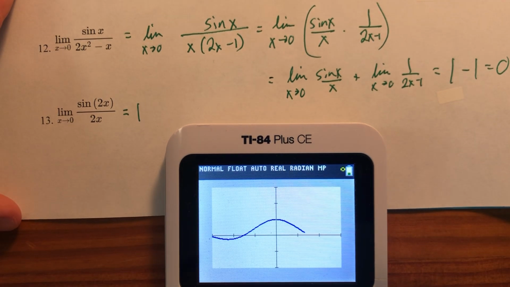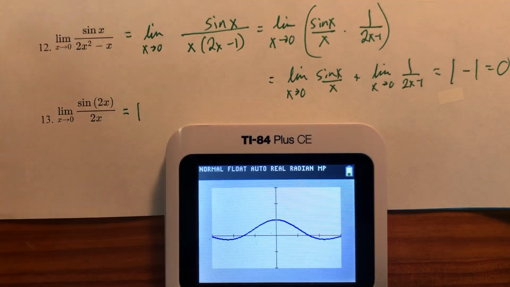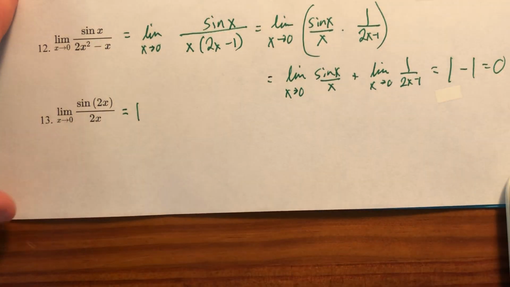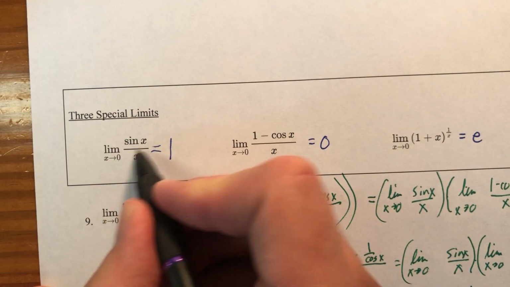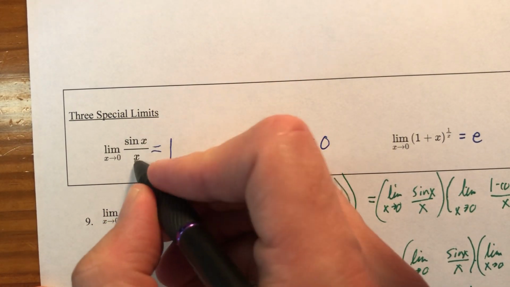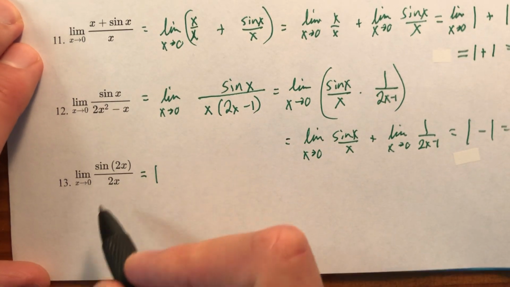And the answer is still 1. Okay? The answer is still 1. And if you're confused about why, I just want to demonstrate one more time and try to explain it with a purple pen. In this case, we're approaching 0 for x. Well, this is x and this is x. Well, in this case, they are the same. 2x and 2x. They are the same thing.